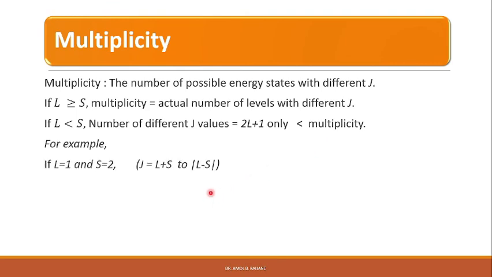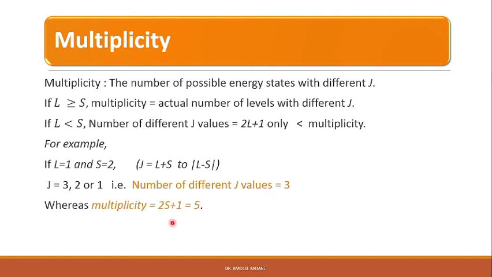For example, if L is equal to 1 and S is equal to 2, there are only 3 different values of J. That means J is equal to L plus S down to L minus S, and these 3 values are 3, 2 or 1. That is, the number of different J values is equal to 3, right? Whereas multiplicity 2S plus 1 is equal to 5, right? So S is 2, that means multiplicity 2S plus 1 is equal to 5. That means we get fewer values than the multiplicity, right? Because L is less than S, right?